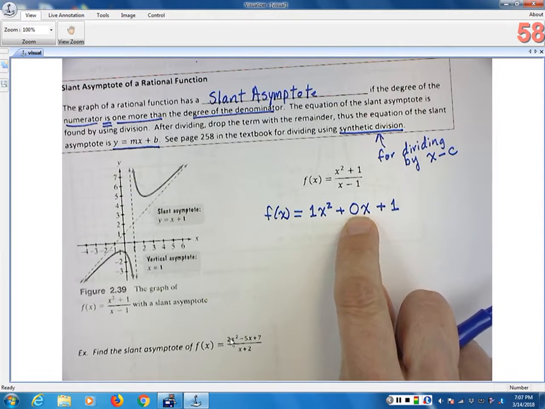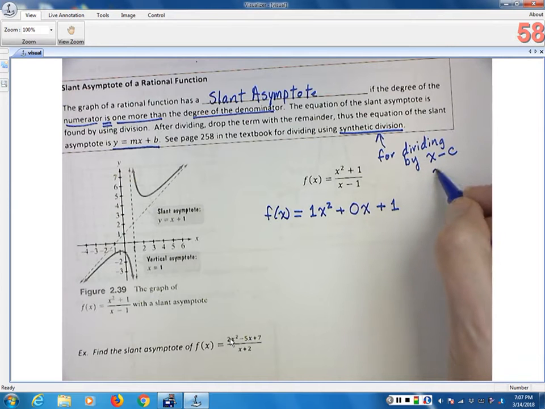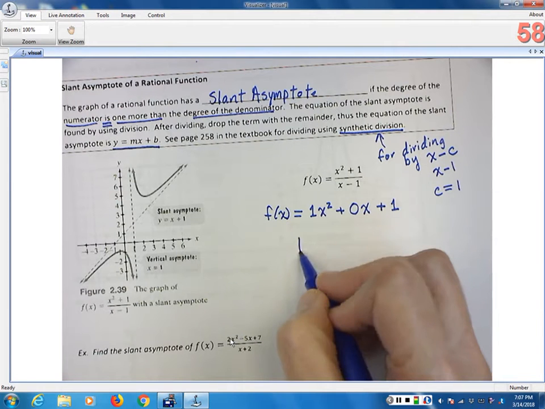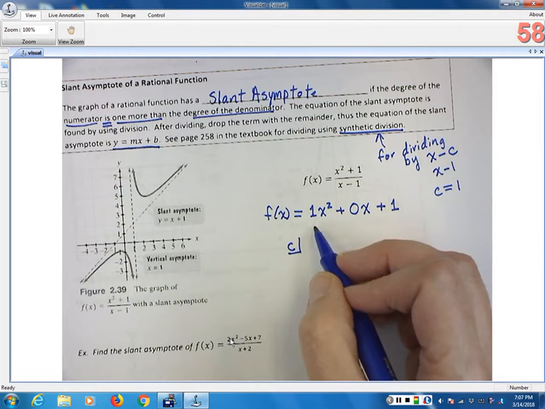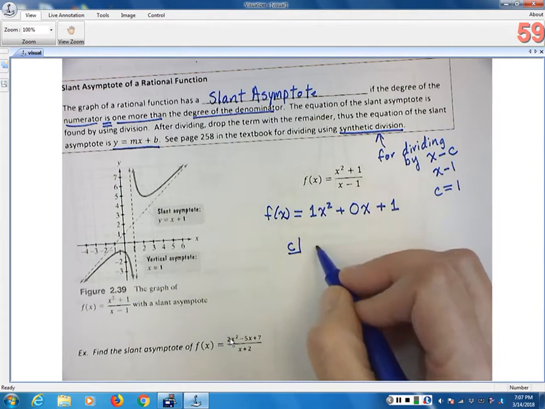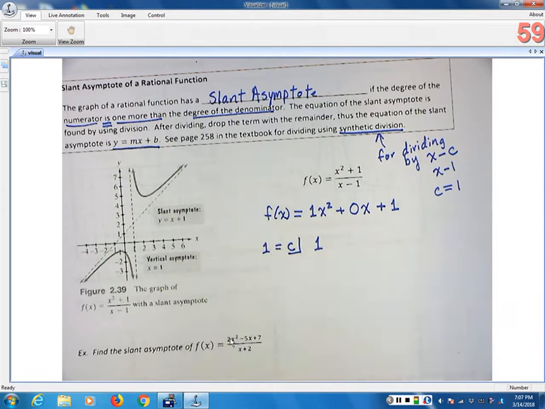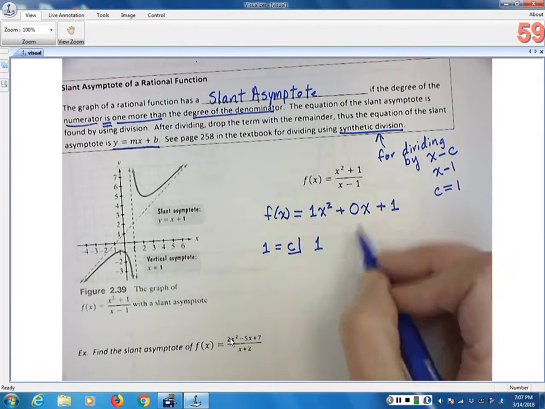And because we're dividing by x minus c, x minus 1, our c is 1. The signs match. So we put our c in this box. This will be our c. And then we write the coefficients. This equals 1. We'll just put 1 in the box because it's positive 1. We write our coefficients here.